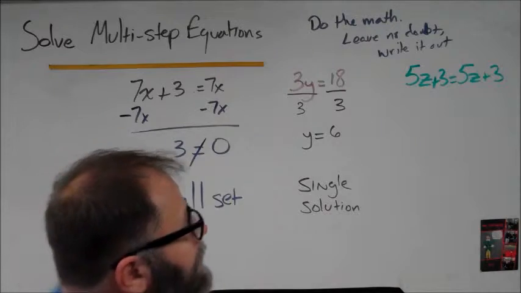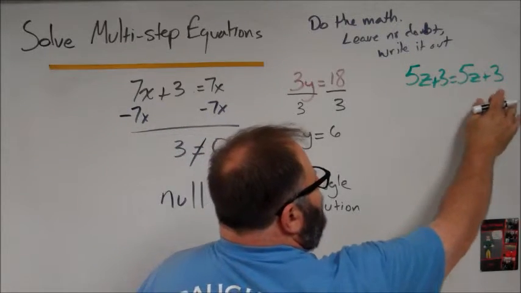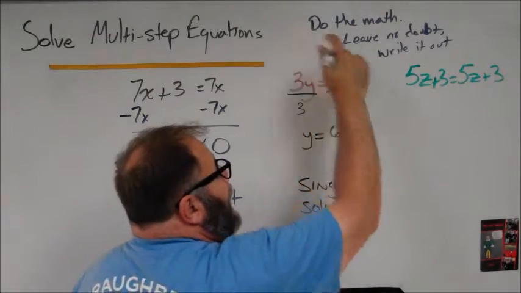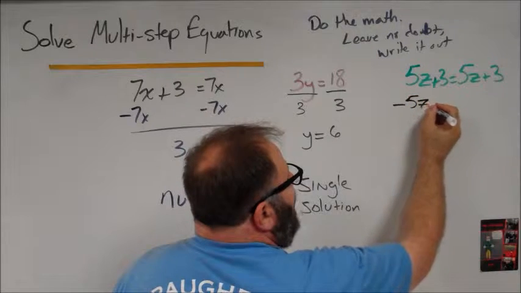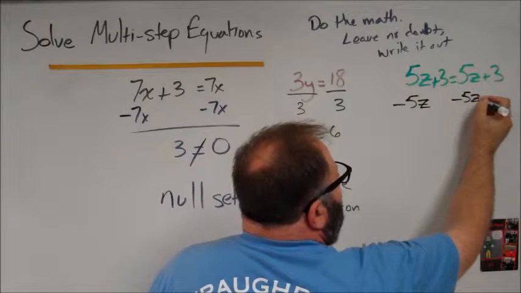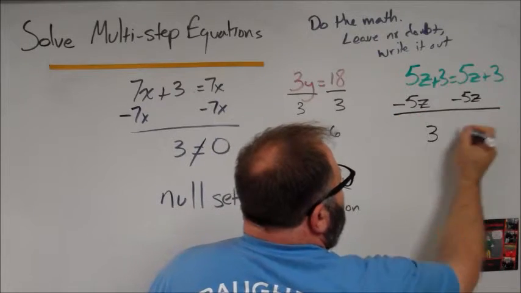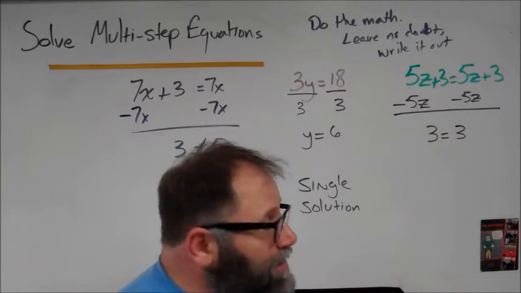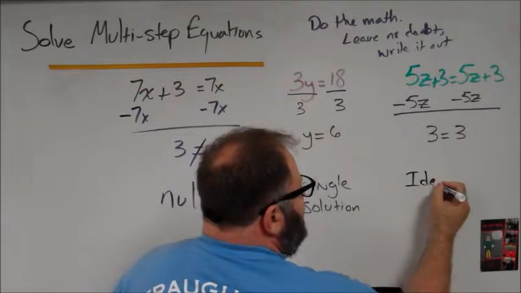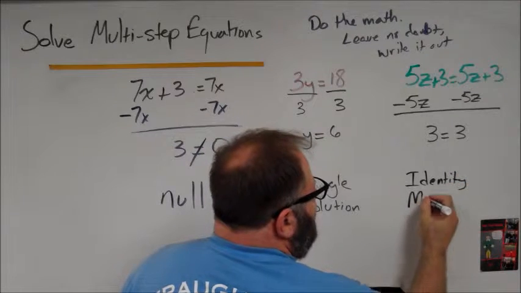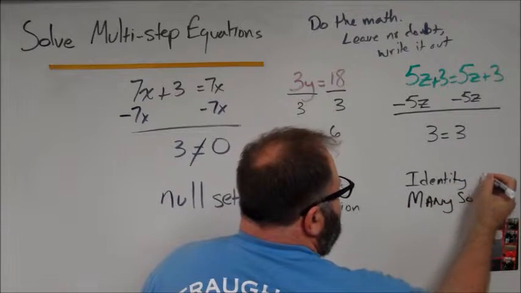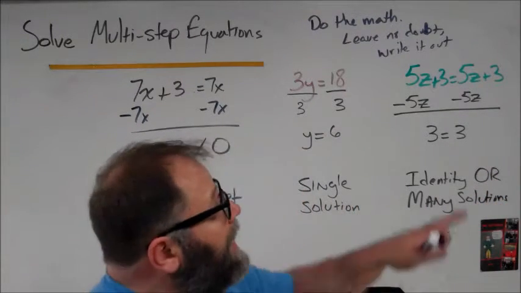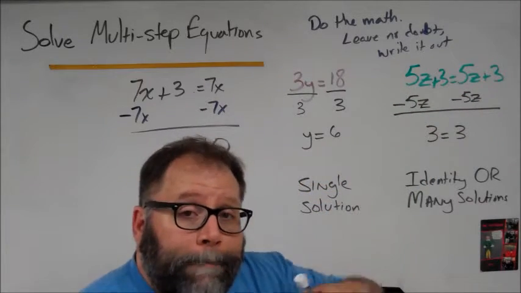One more type of solution here. I've got 5z plus 3 equals 5z plus 3, which makes sense, but let's just do the math. Make sure you do the math. Let's subtract 5z from both sides, because we want one variable, and that leaves me 3 equals 3. 3 equals 3 is great. We would describe this as an identity set, or say that it has many, let me put a big or here, many solutions.